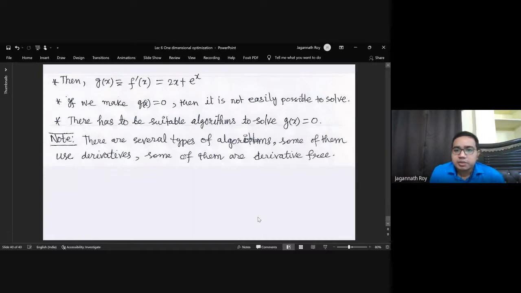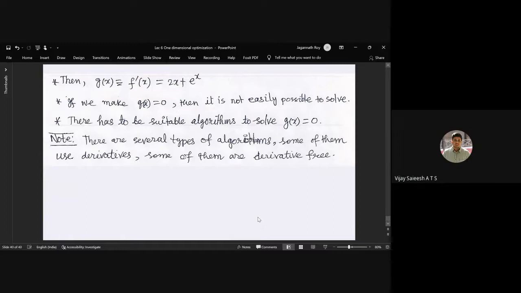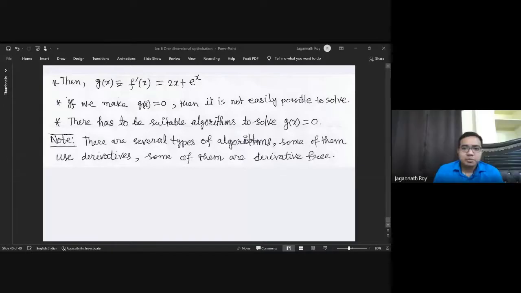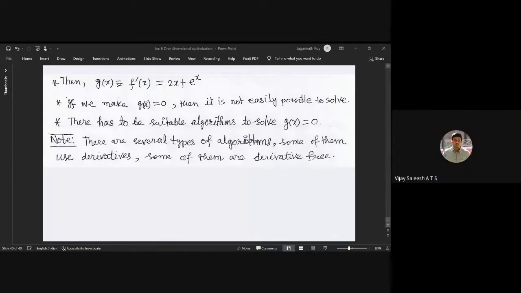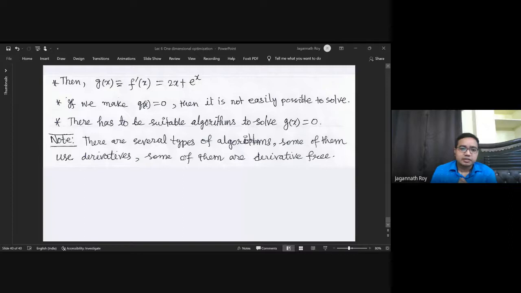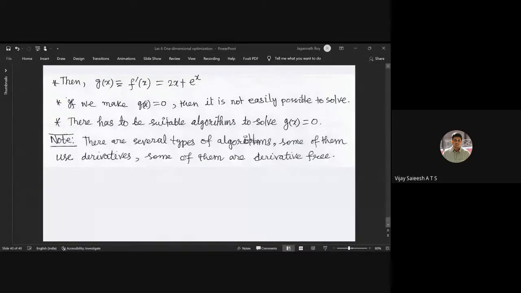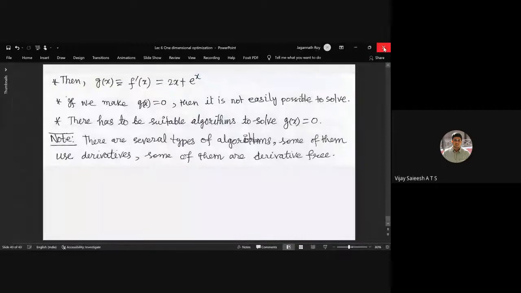So if you have any doubt, you can ask me. Sir, is the set of real numbers compact or not? The set of real numbers is not compact. It has to be bounded. Yes, sir. Then how are we using it for one-dimensional optimization, sir?